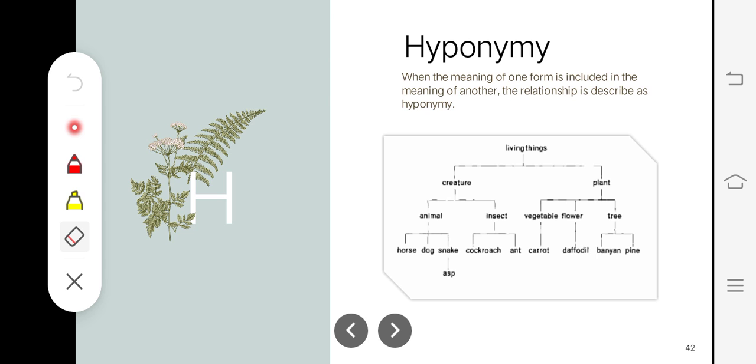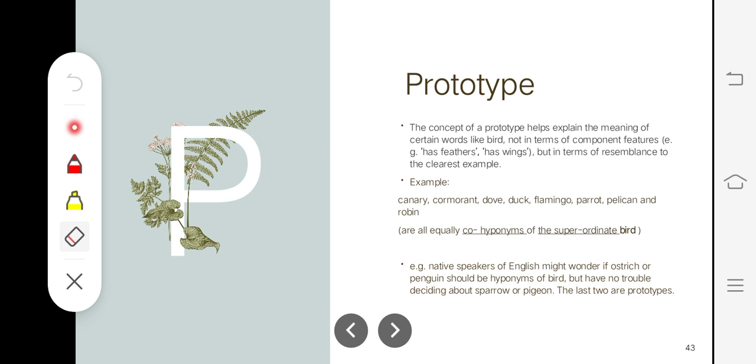Okay, let's go to the next slide, which is prototype. The birds canary, cormorant, duck, flamingo, parrot, pelican, and robin are all equally cohyponyms of the superordinate bird.